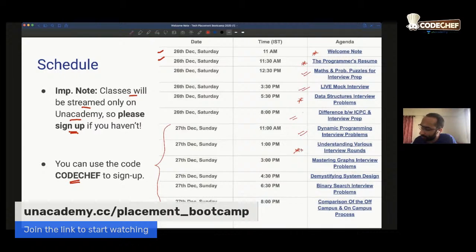Then we'll have a session on graph problems which are asked in interviews. Graphs, again, a very important topic for computer science undergrads, and many interviewers also like this topic a lot, and tend to ask many interesting problems in graphs. So we'll discuss some of those.